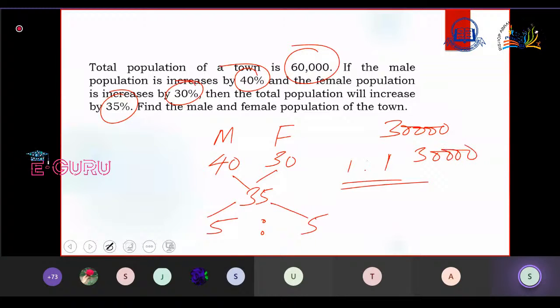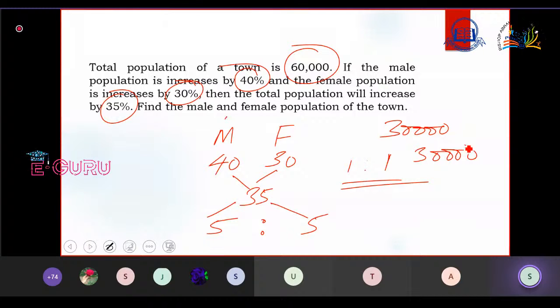30,000 each. That is what we obtained there also with the linear equation. So there is no need of any linear equation or anything. With the simple technique, you can find the ratio of male and female. Then you can find the current male and female population. Okay, I'll explain once again.